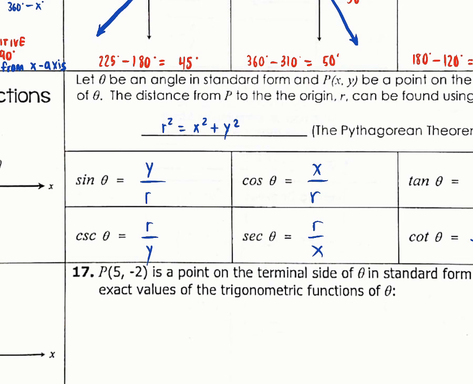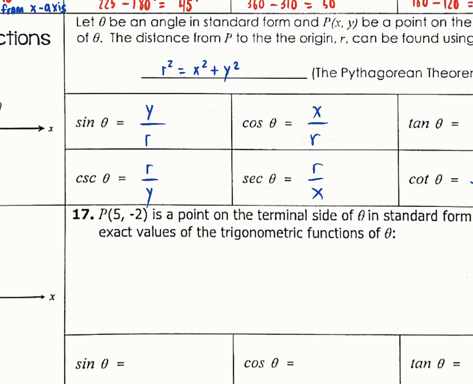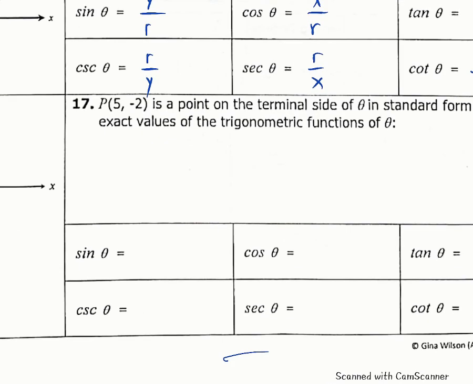I think it's important to be able to draw it. It says point P, at 5, -2 is a point on the terminal side of theta. In standard form, find the exact values of the trig functions of theta. So here it is, guys. X is what? 5. I go 5 to the right, correct? 5 to the right. What's y? Y is -2. I go 2 down.